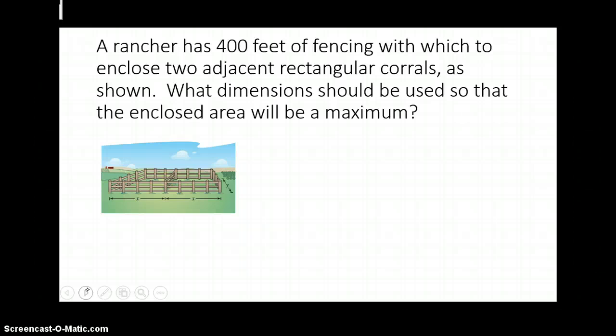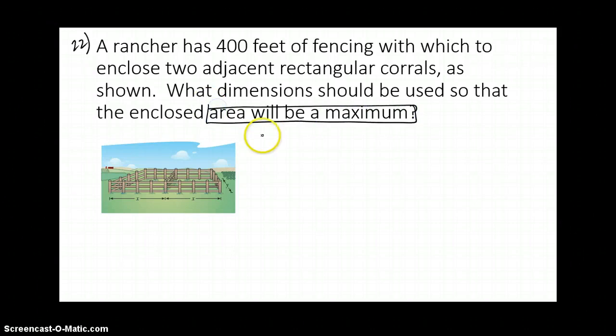Okay, I believe this is number 22 in your textbook. A rancher has 400 feet of fencing with which to enclose 2 adjacent rectangular corrals as shown. What dimensions should be used so that the enclosed area will be a maximum? So we're looking to maximize the area.